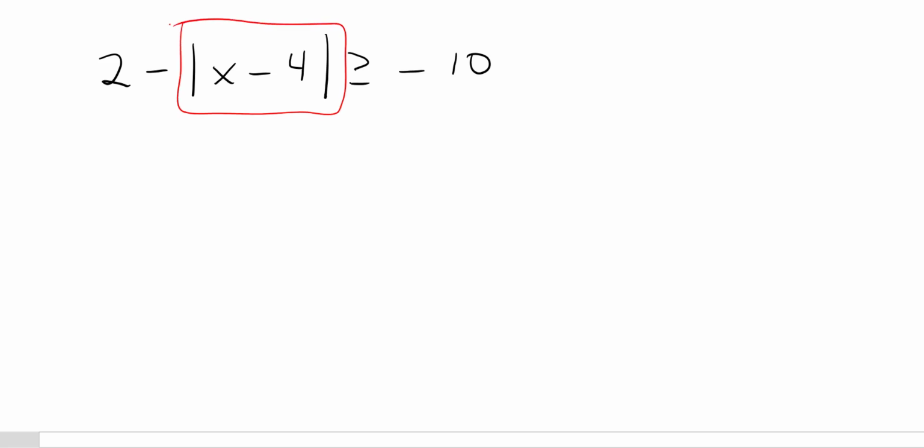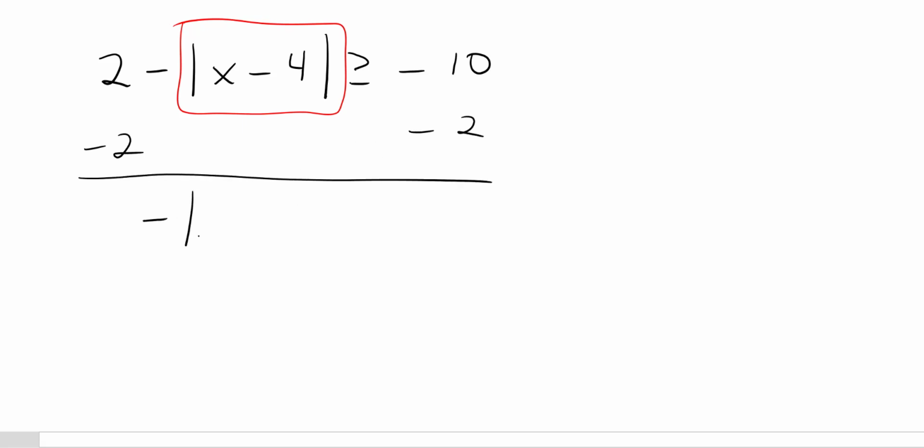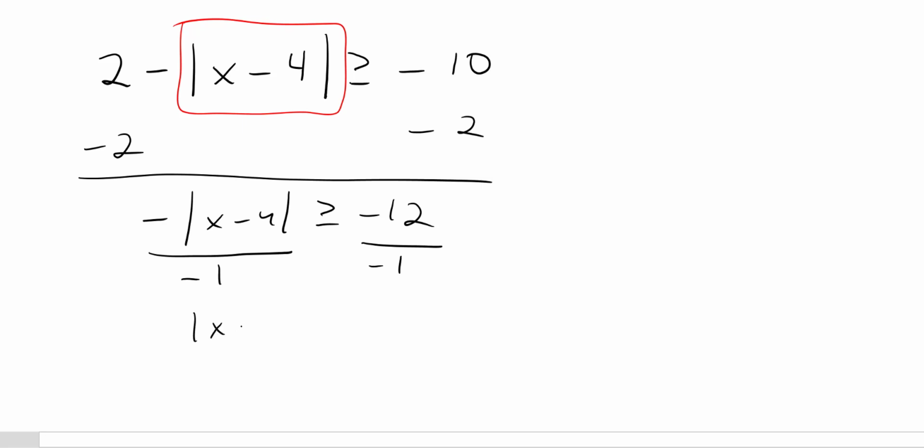So the first thing I'm going to do is subtract 2 from both sides. So you get negative of the absolute value of x minus 4 is greater than or equal to negative 12. All right, I got a negative in front of there, so I'm going to divide that whole thing by negative 1. Please do not distribute that negative. That's bad. Do not touch inside that absolute value. I'm going to get absolute value of x minus 4. And then what happens when you divide by negative? You flip around that inequality sign, and we get 12.